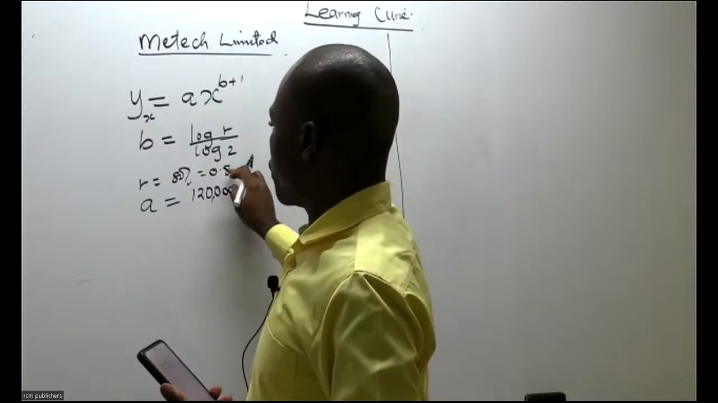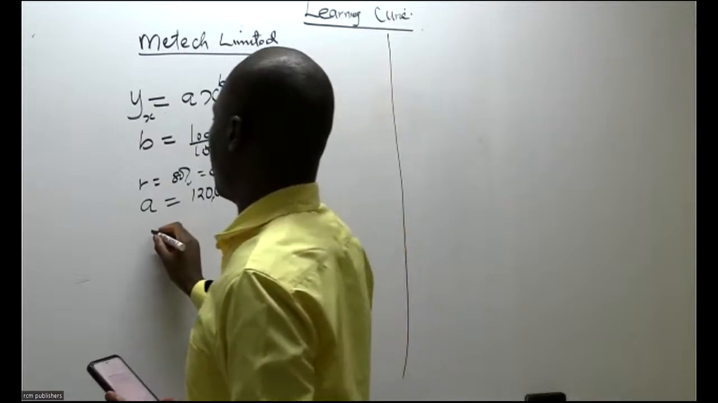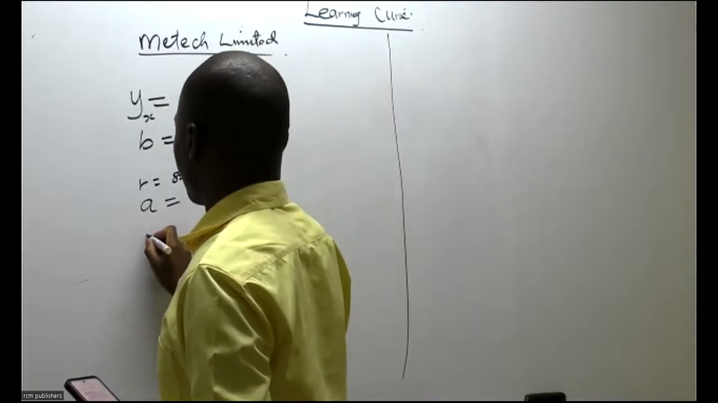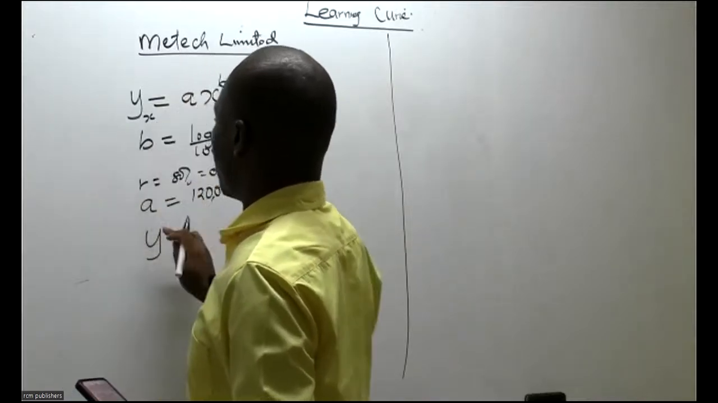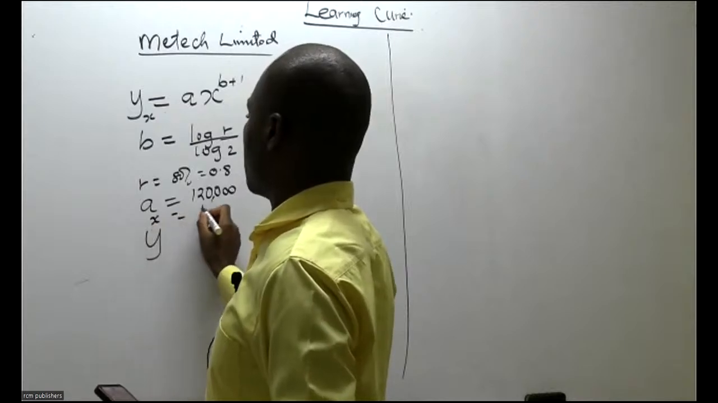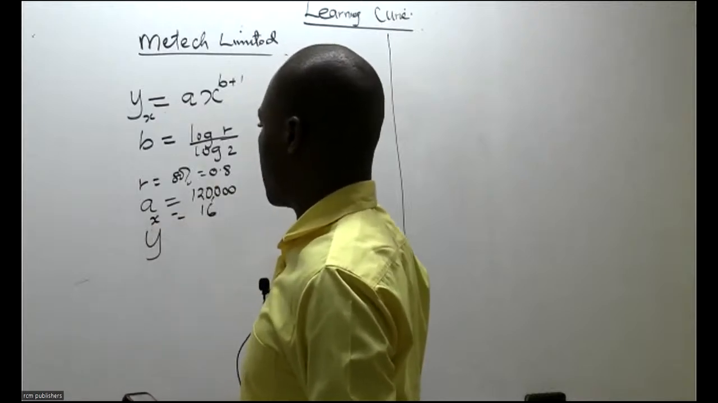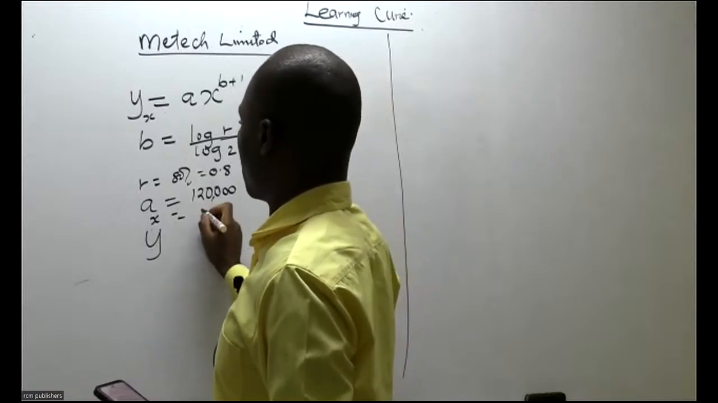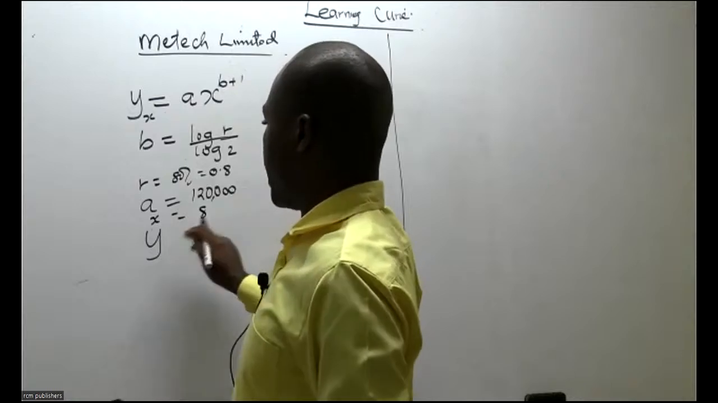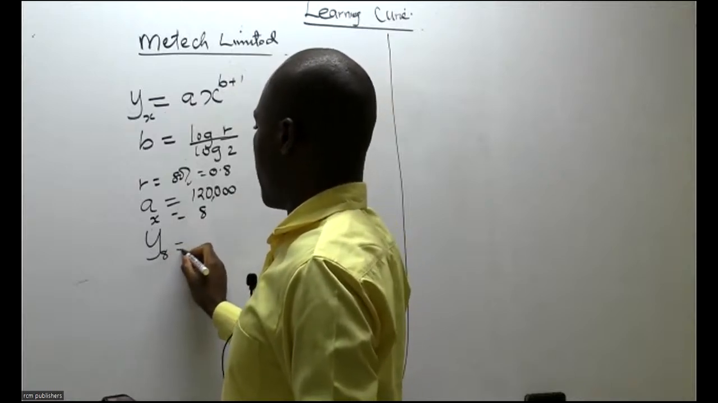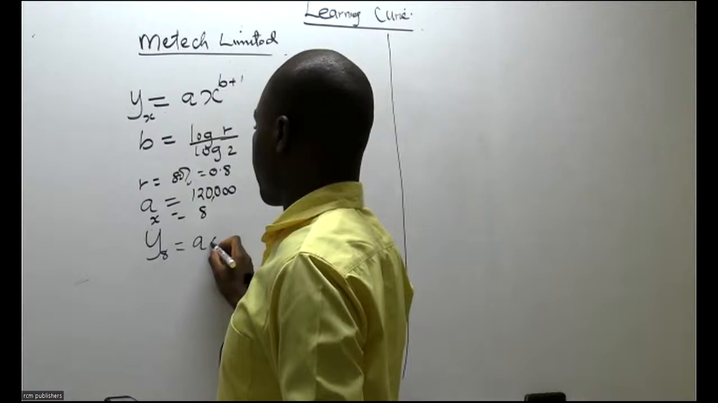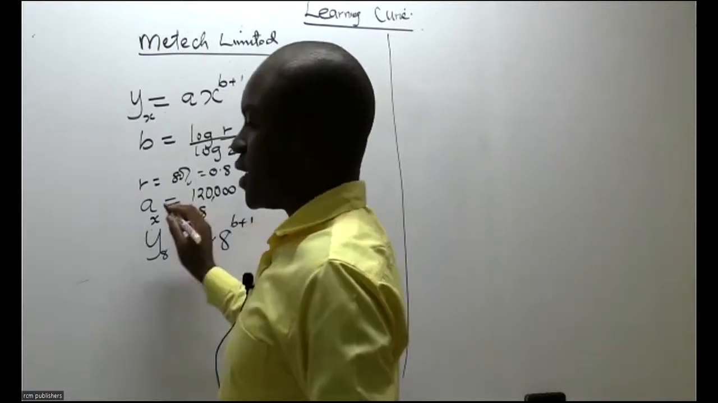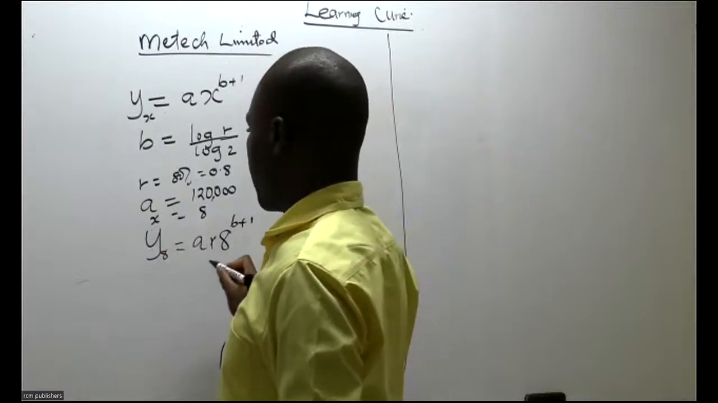Do we know how we are going to use this 0.8? We need to get the value of b. For the total production, x is equivalent to 16, but we are told the first 8 batches. So with x of 8, our y at 8 will be equivalent to a times x, which is 8 raised to power b plus 1. So let's get the value of b.